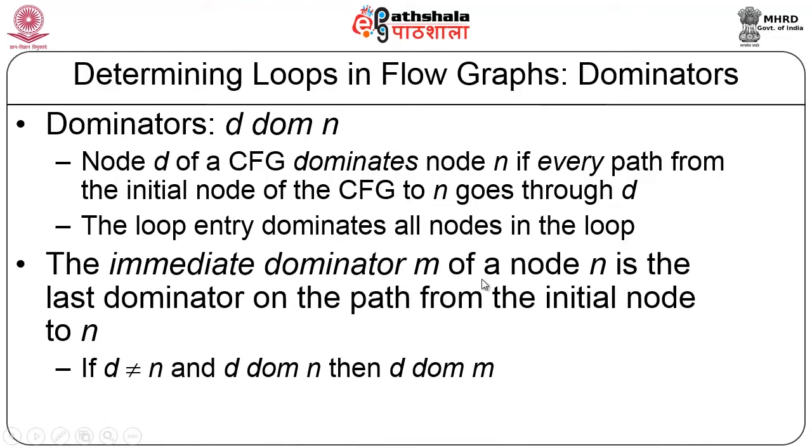The immediate dominator M of a node N is the last dominator on the path from the initial node to N. If D is not equal to N and if D dominates N, then D dominates M also. So, it is going to be transitive basically. If M dominates N and you already know D dominates N, then D dominates M.